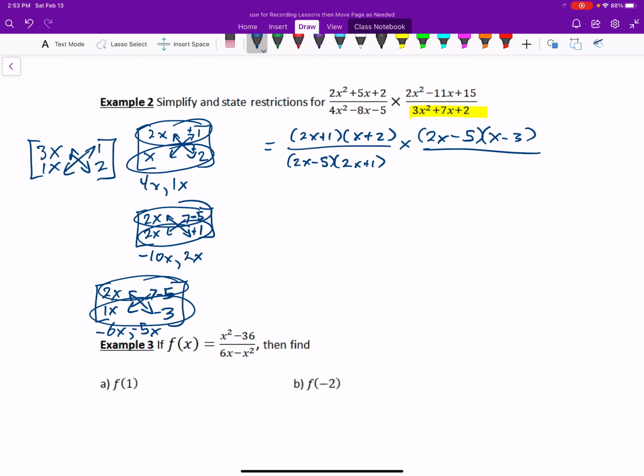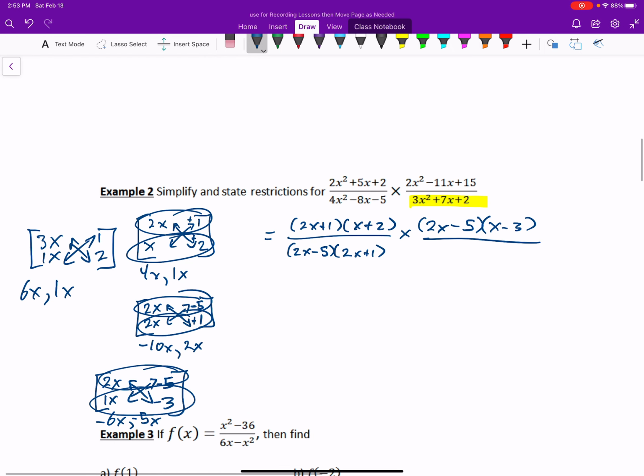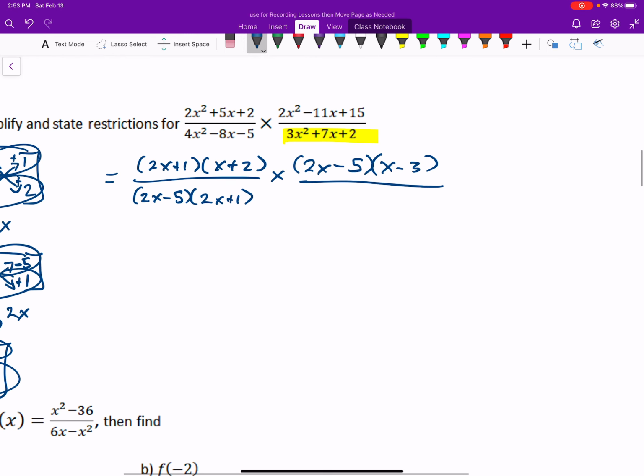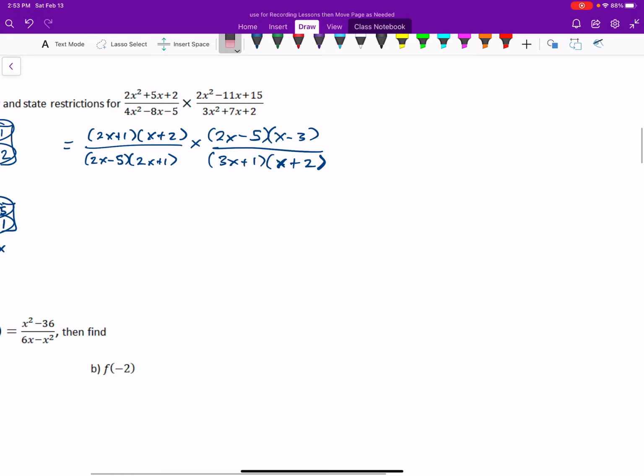I'd get 3x times 2 is 6x. 1x times 1 is 1x. When I add them together, I get 7x. So if I make everything positive, then it's going to work out. So 3x plus 1, 1x plus 2. And there, now I've fully factored it. That was a lot of work, but sometimes that's what we have to do.